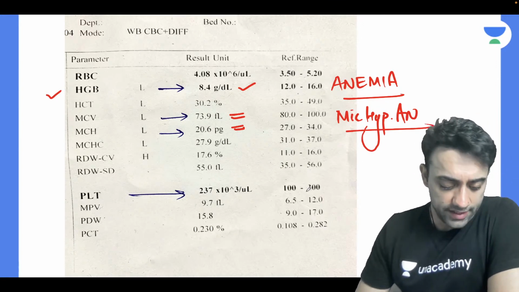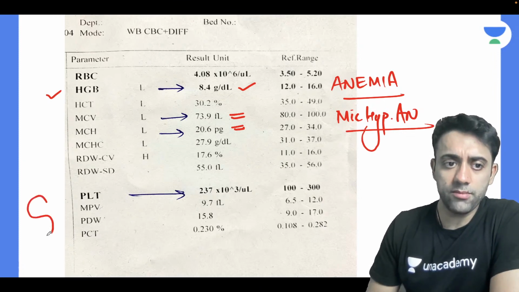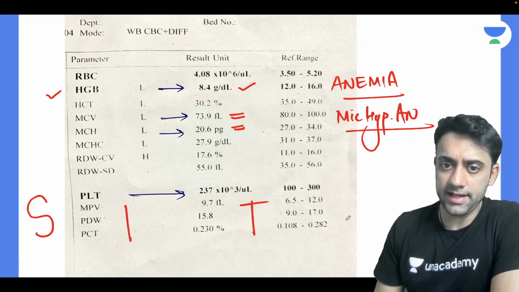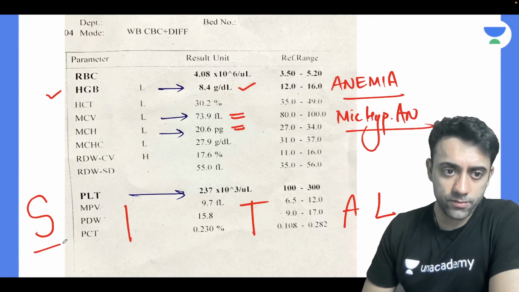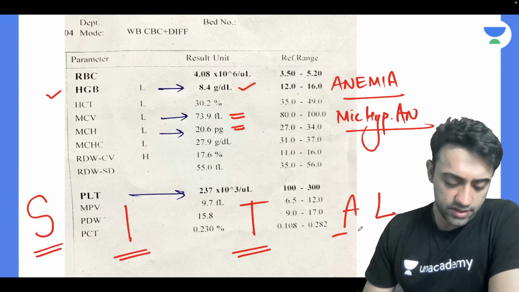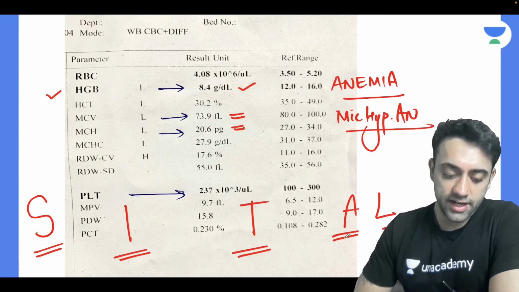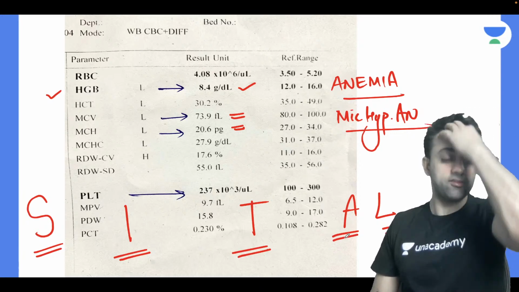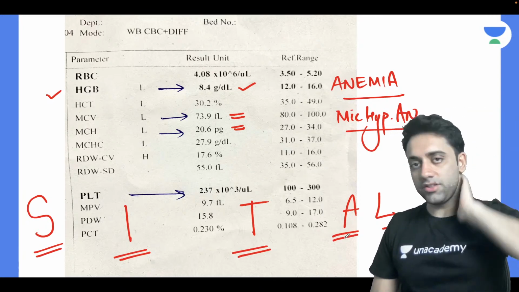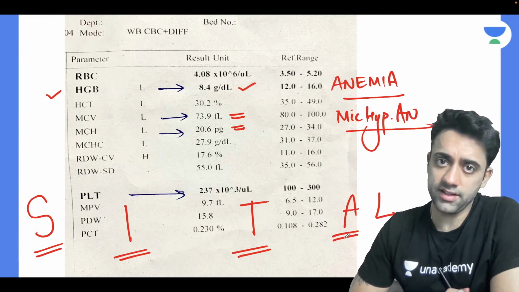What is the differential diagnosis of microcytic hypochromic anemia? That also we have done. The mnemonic is Sheetal. Sideroblastic anemia, iron deficiency anemia, thalassemia, and very importantly, anemia of chronic disease, and also lead poisoning. These are the differential diagnosis. The differential diagnosis for microcytic hypochromic anemia is Sheetal: sideroblastic anemia, iron deficiency anemia, thalassemia, anemia of chronic disease, and lead poisoning.